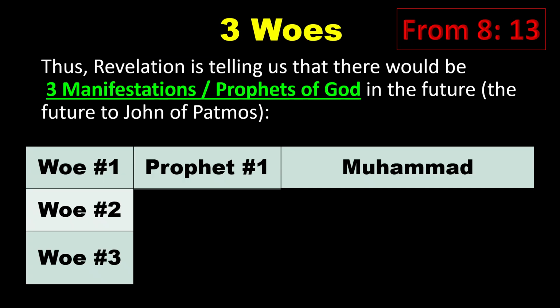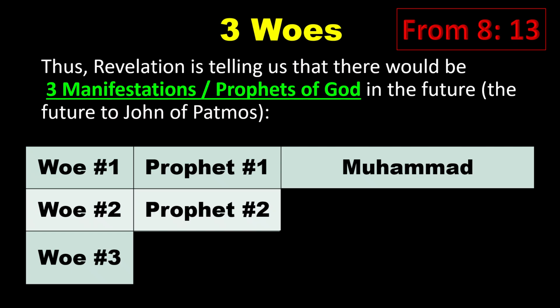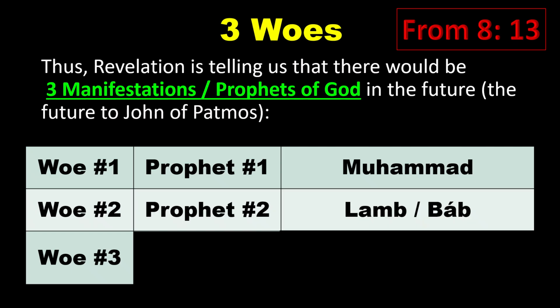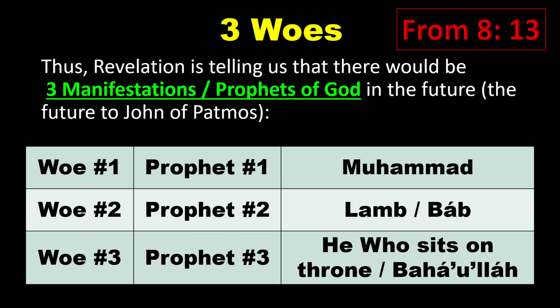You should have seen this chart before from chapter 8 of Revelation, verse 13, wherein it was first announced that there would be 3 woes to the inhabitants of the earth. They are listed here. You now know that woe number 1 was the Prophet Muhammad. The remaining 2 woes are being foretold here in chapter 9, verse 12. Woe number 2 will be prophet number 2, who will be the Lamb of the book of Revelation, who was the Bab. Woe number 3 will be prophet number 3, who will be he who sits on the throne, who is Baha'u'llah.